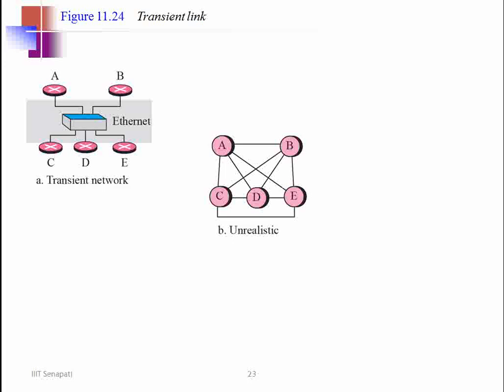Now, if we talk about not realistic, it is not realistic because there is no single network, single link between each pair of routers, right? Other paths are also there.